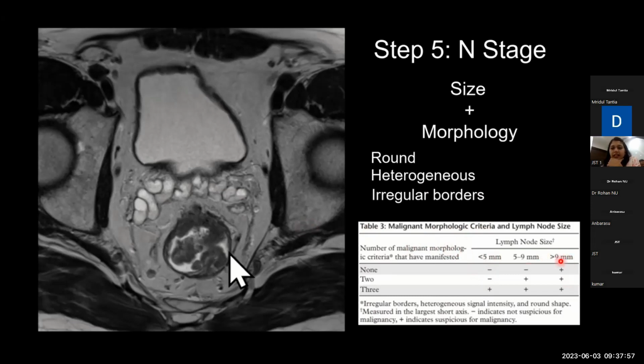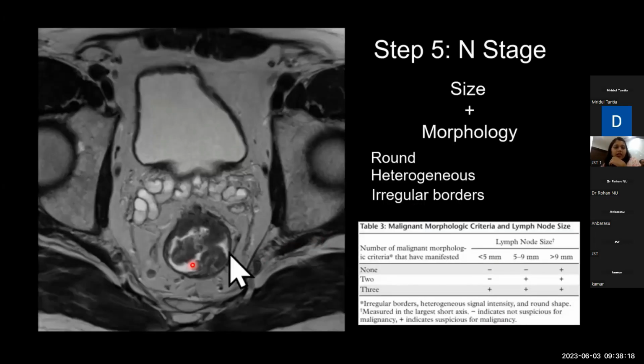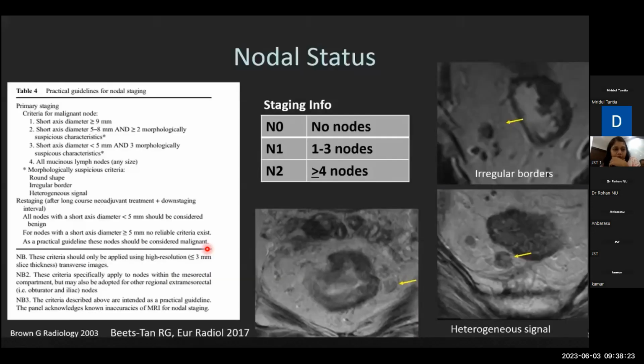So the criteria will be the 9 mm. If it's 9 mm, any of these morphologies will lead it to be a metastatic node. If it's a 5 to 9 mm node, then two of these morphologies will make it metastatic, and if it's less, then all three are needed to make it metastatic. We need only the short axis diameter, which is the longest diameter at which the node is seen to measure. Then we have N0, N1 and N2, depending on the number of mesorectal nodes. So we have to count them. If it's more than 4, it upstages it to N2.